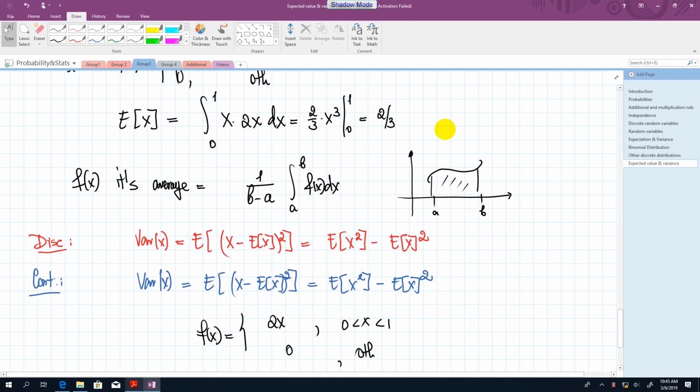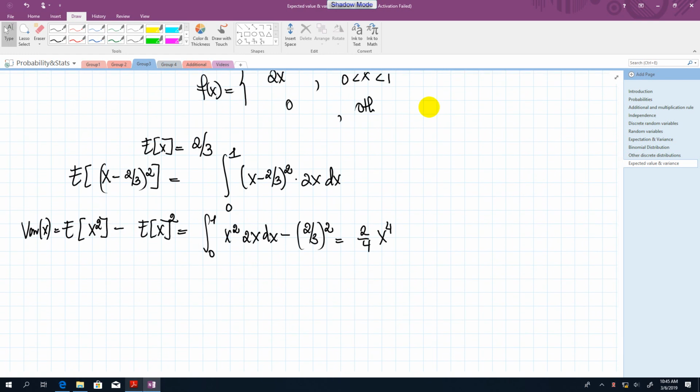So if you would like to calculate the expectation of x squared, you need to multiply x squared now by the same density function, 2x. Okay? So this will be 2 over 4 x to the fourth from 0 to 1 minus 4 over 9, which is equal to 2 over 4 minus 4 over 9, which is equal to what?